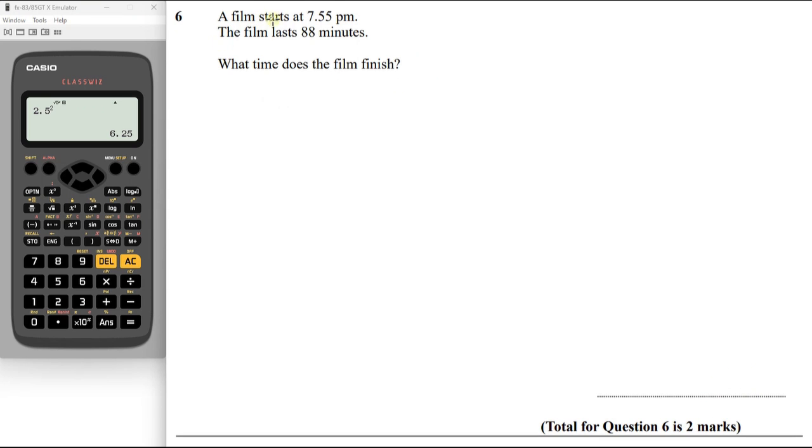Question 6. A film starts at 7:55 p.m. and the film lasts for 88 minutes. What time does the film finish? So it starts at 7:55, so let's write that down. 7:55 is when the film starts, and it lasts for 88 minutes. So I'm just going to write up here 88 minutes.